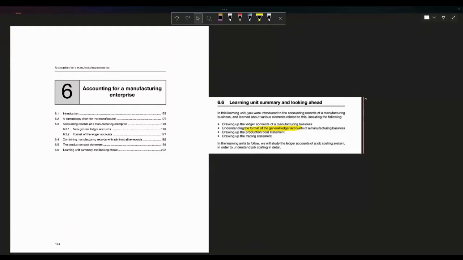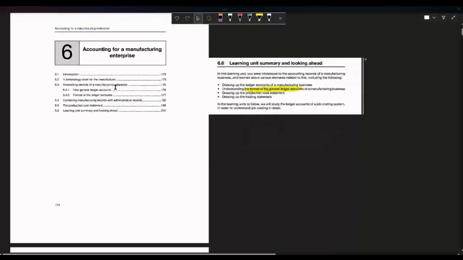This is a refresher for accounting for a manufacturing enterprise. And as promised, two important parts of this refresher are the ledger account for a manufacturing business, and the second part will include the statements. So we will have a production cost statement as well as a trading statement.